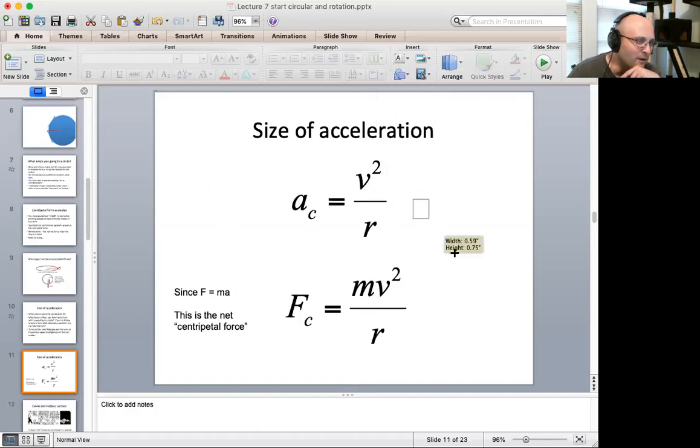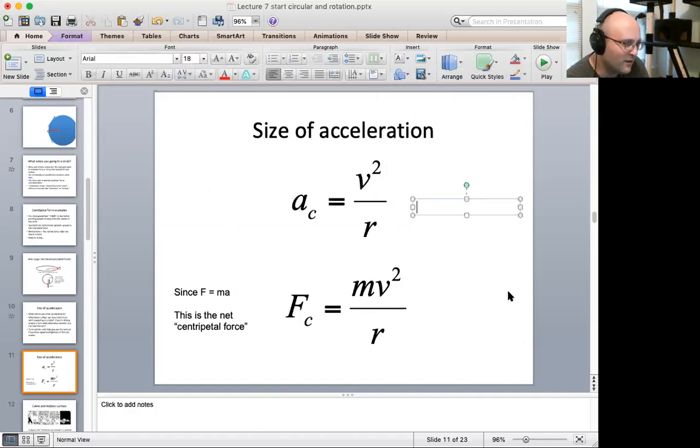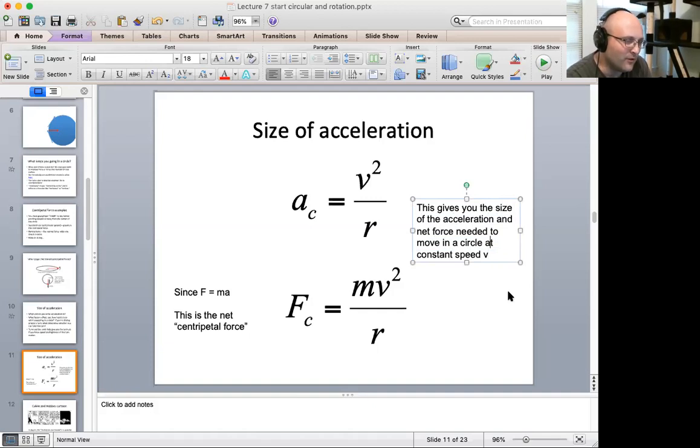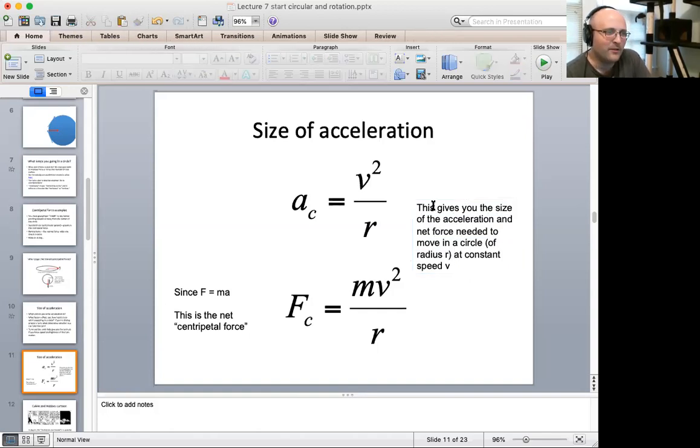Now, normally I would write on the board something extra, so I'll type it here. This gives you the size of the acceleration and net force needed to move in a circle at constant speed v, and the circle is of radius r. It's not the same as me writing on a board, but I type pretty quickly, so I can add stuff like this. Okay, so this gives you the size of the acceleration and the net force you need.